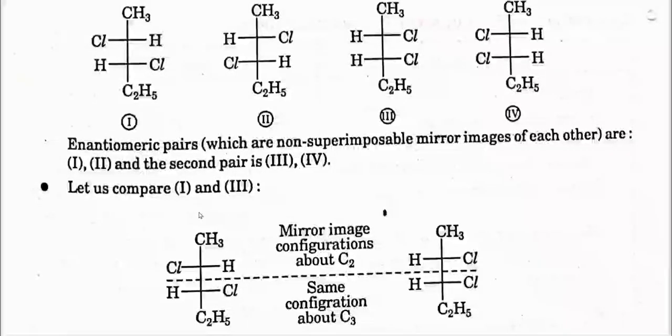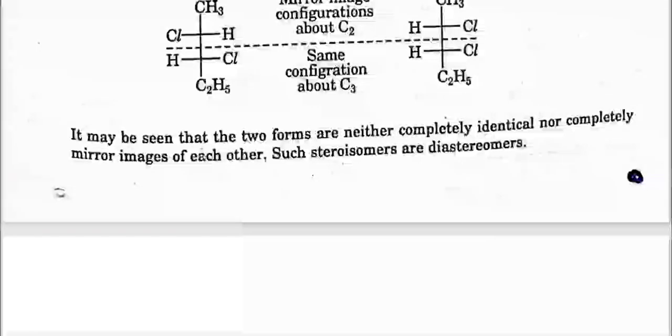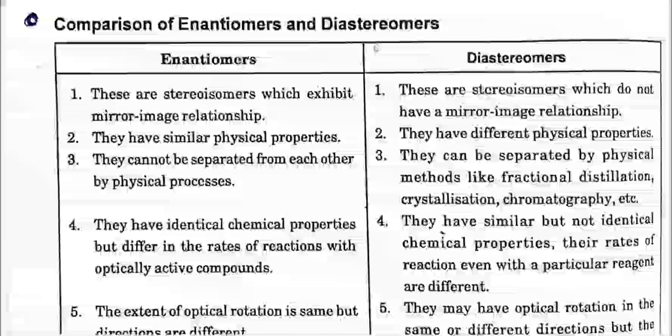Let us compare 1 and 3. It may be seen that the two forms are neither completely identical nor completely mirror images of each other. Such stereoisomers are diastereomers. Comparison of enantiomers and diastereomers.